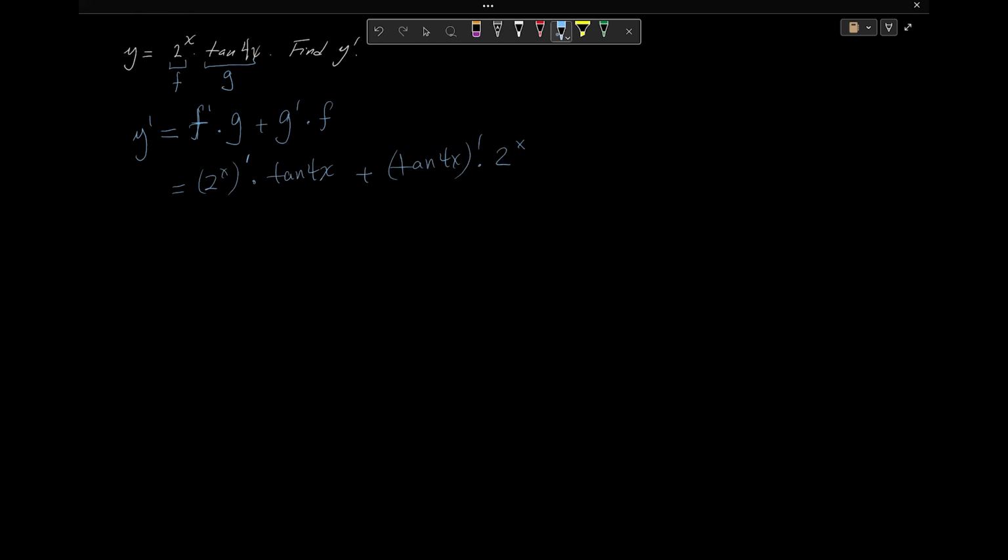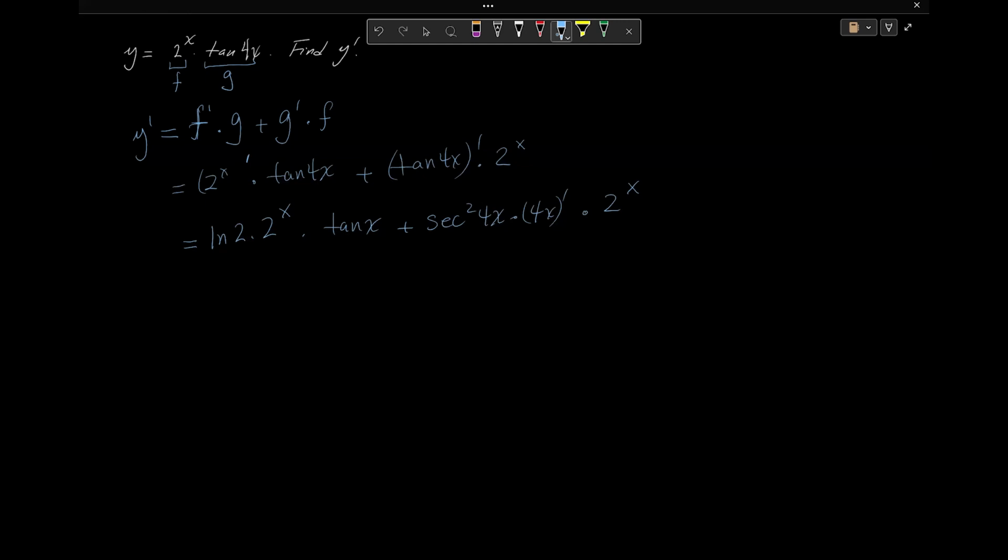So what's the derivative of 2 to the x? Again, from the rules that we have, this one is ln of 2 times 2 to the x, okay, times tangent 4x. So this is the same as this, okay, plus derivative of the tangent of 4x. So you have the tangent of something. Its derivative is the secant squared of that something times the derivative of that something. That's a chain rule. Times 2 to the x.